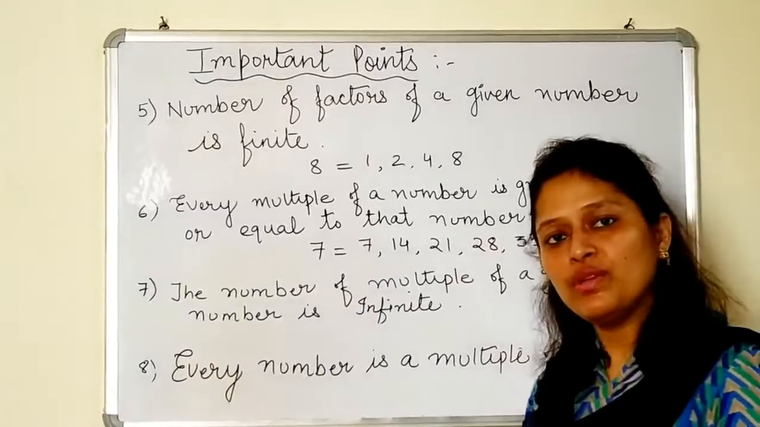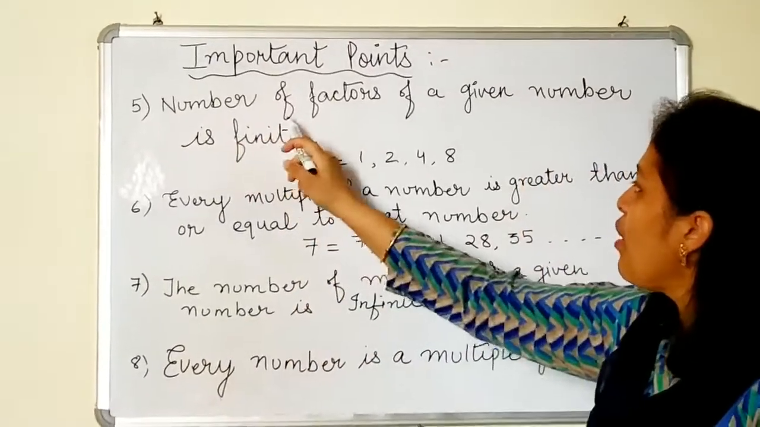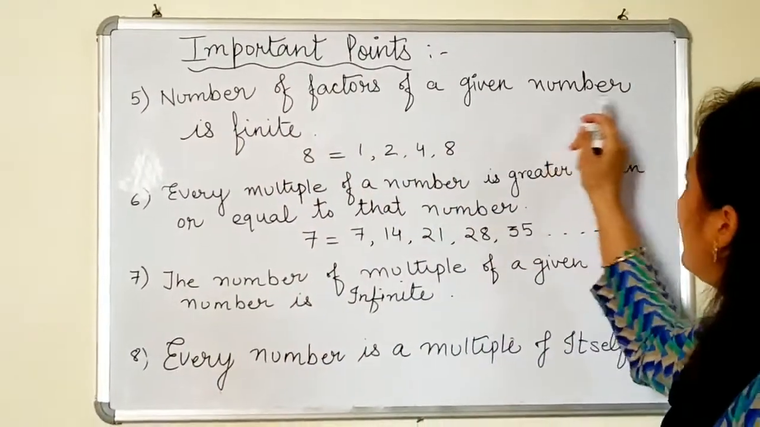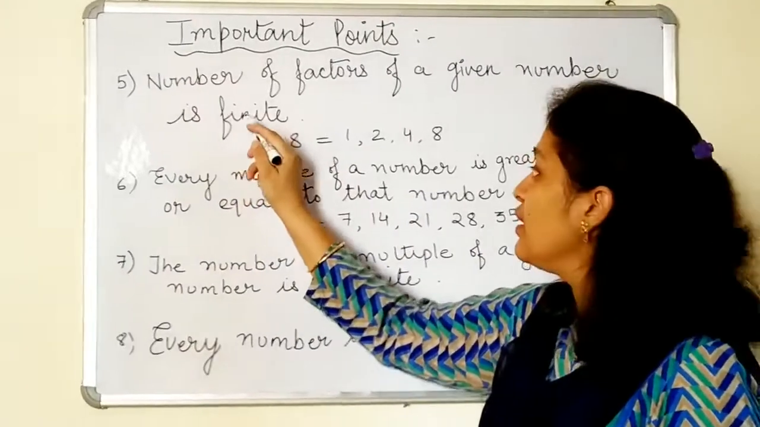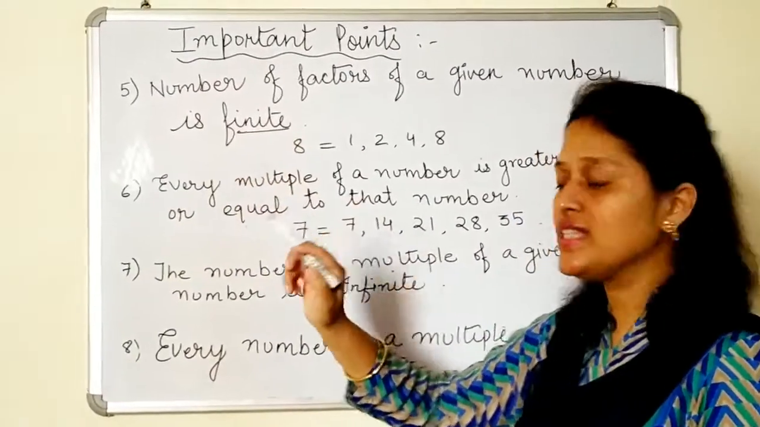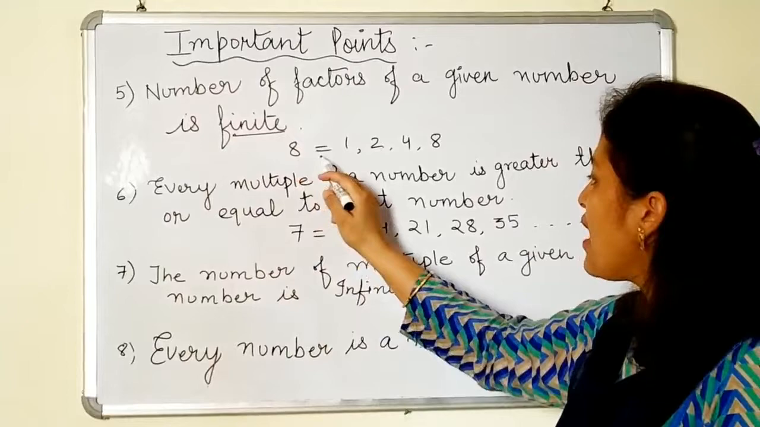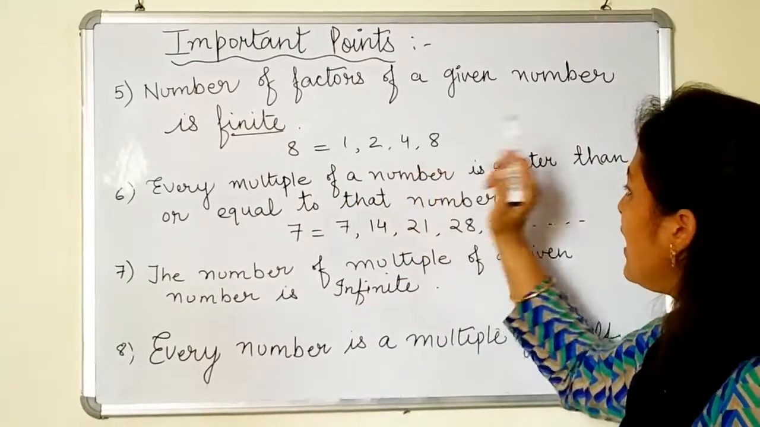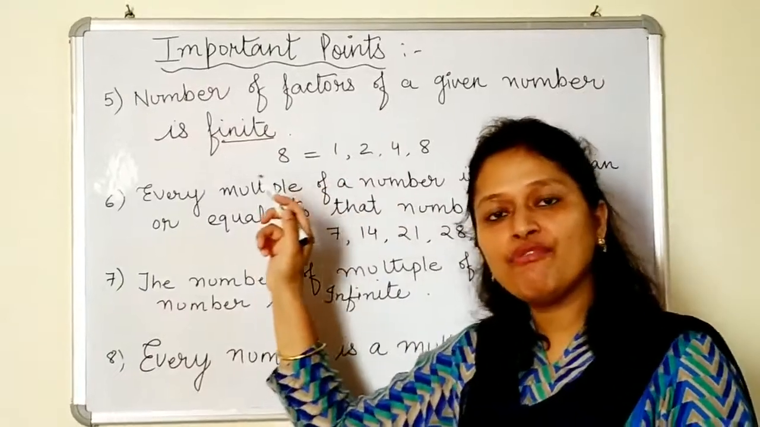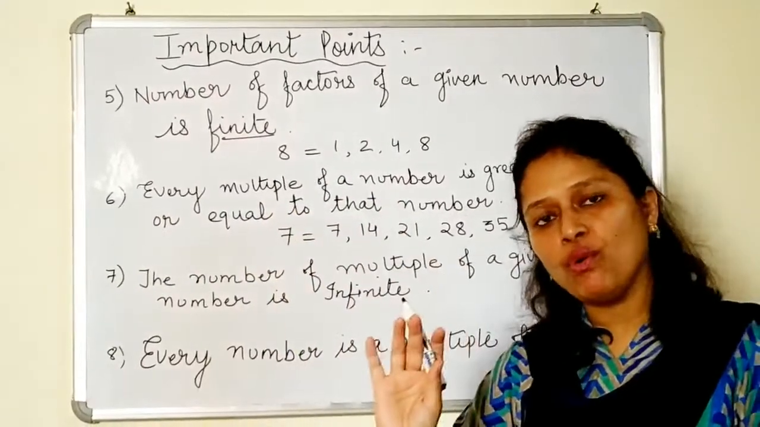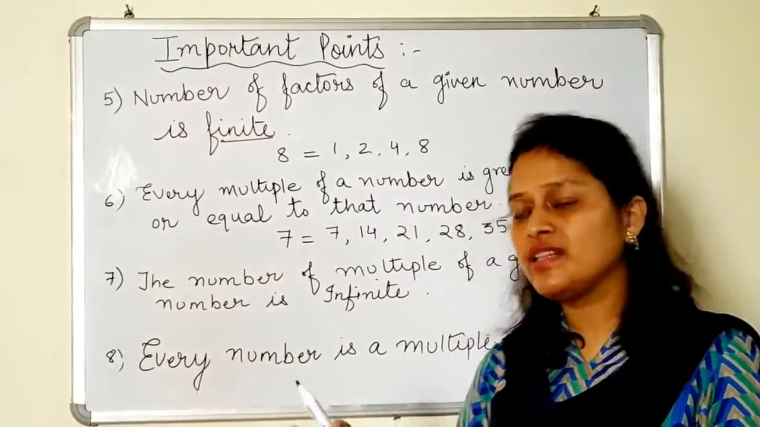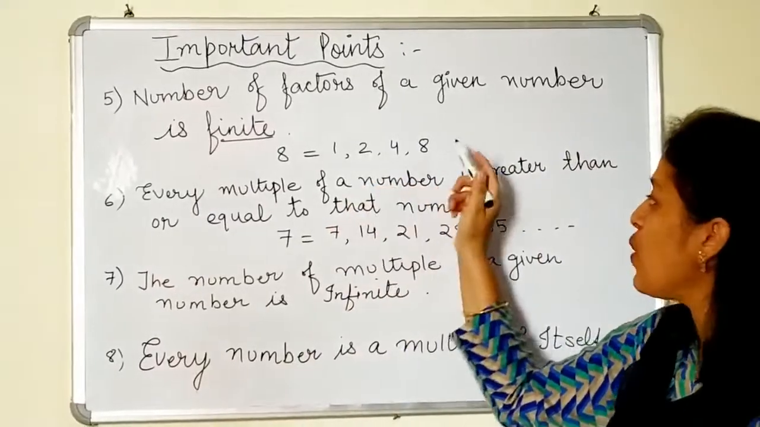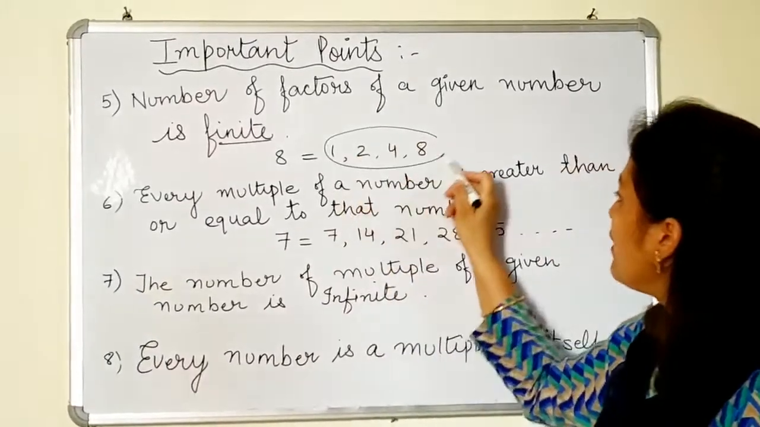Now children, come to the fifth point. The number of factors of a given number is finite. The keyword is finite. The factors of 8 are written over here: 1, 2, 4 and 8. Now you have seen the factors of 8 are only 4. There is no other factor which is left to write. So only these are the factors of 8.